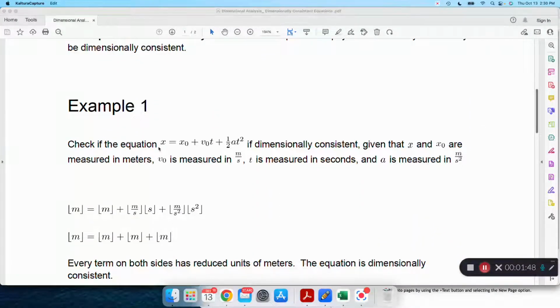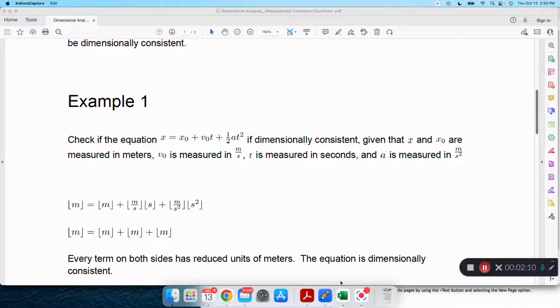So let's take a look at this example. I want to check, is this equation here dimensionally consistent given all these units? My x's are going to be measured in meters. What we call V naught is measured in meters per second. T is in seconds. And A is measured in meters per second squared. So I have four terms altogether. X here is a term. X naught's a term. V naught times T is one term. And 1/2 AT squared is one term.